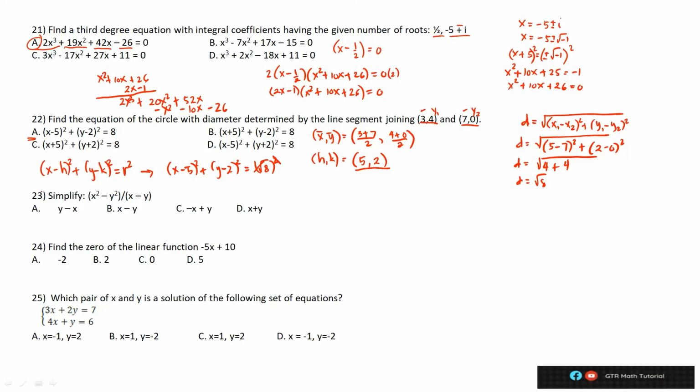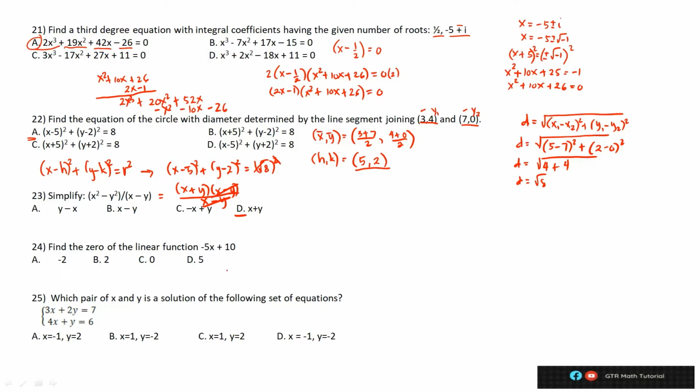So number 23, medyo simple lang. Simplify x squared minus y squared divided by x minus y. So di ba, difference of two perfect squares? So that is x plus y times x minus y. Direct formula na yan, over x minus y. So we can cancel out x minus y and x minus y. So therefore, the answer is letter D, x plus y.